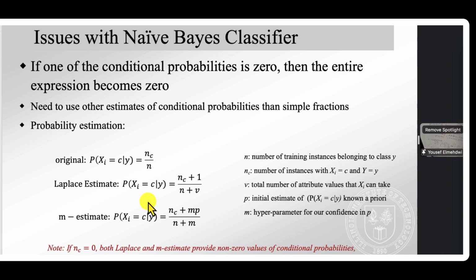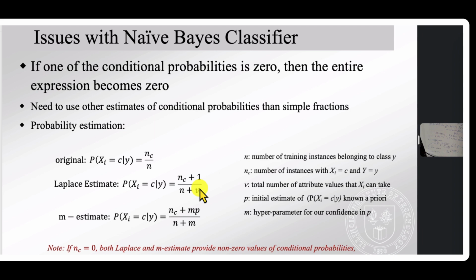So here you can have, I need to make sure that I'm not allowed to have the probability for any class condition equal to 0. So in this case, I can keep Nc plus 1 divided by N plus V, where V is the total number of attribute values that xi can take. That is all the possible unique values that specific attribute xi can take. If xi takes 15 values, in this case, N plus 15.